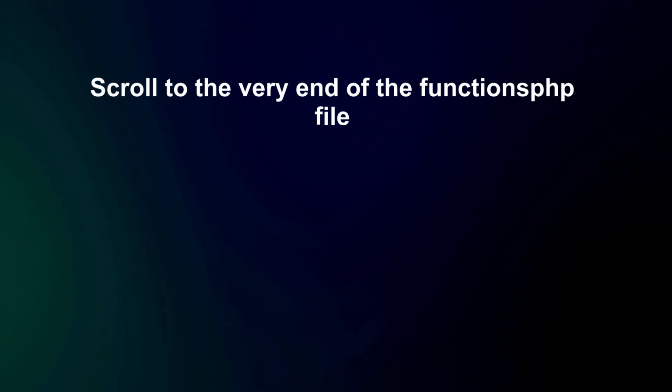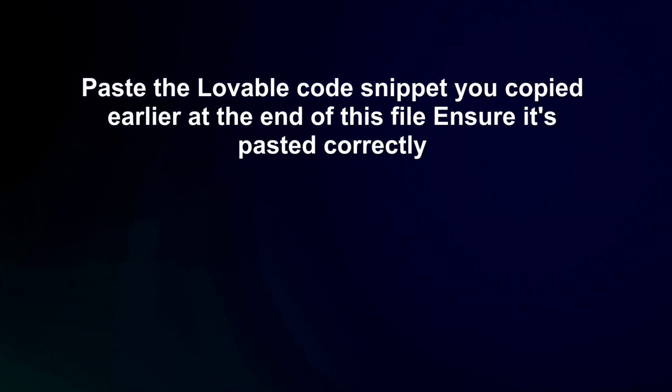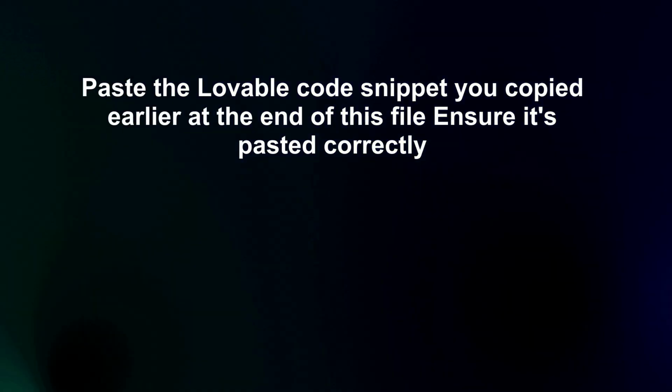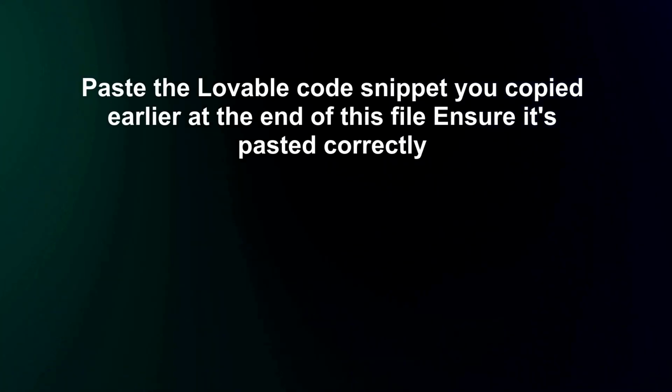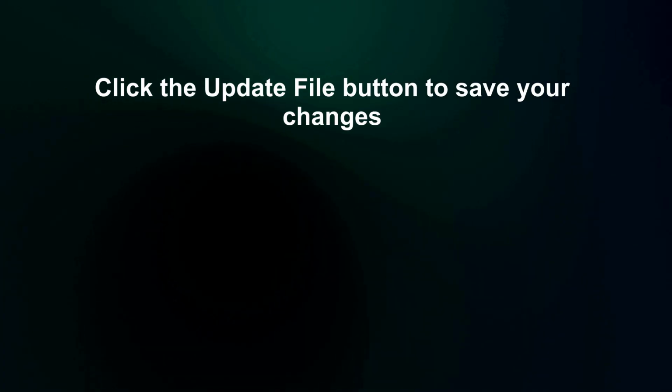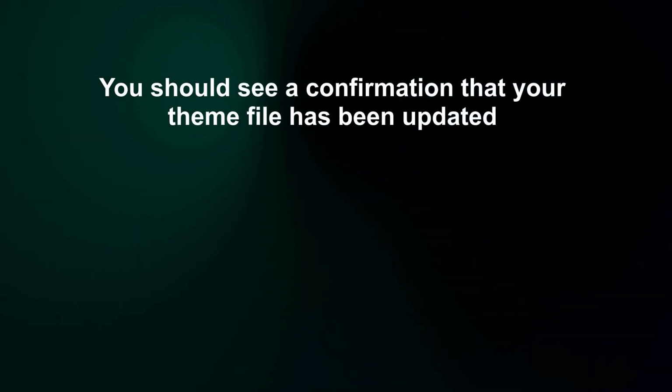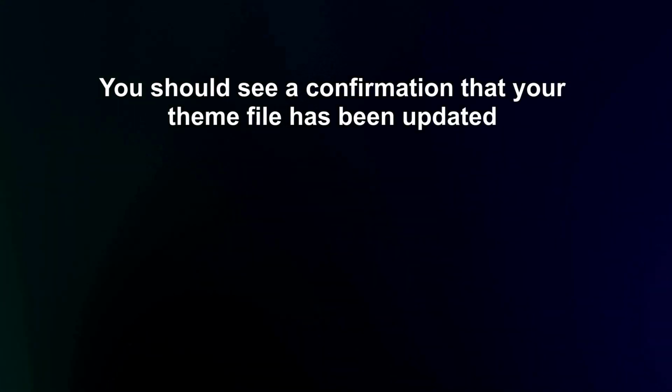Scroll to the very end of the functions file. Paste the Lovable code snippet you copied earlier at the end of this file. Ensure it's pasted correctly. Click the Update File button to save your changes. You should see a confirmation that your theme file has been updated.